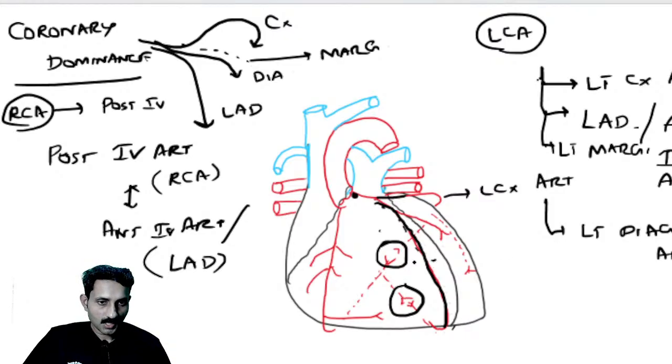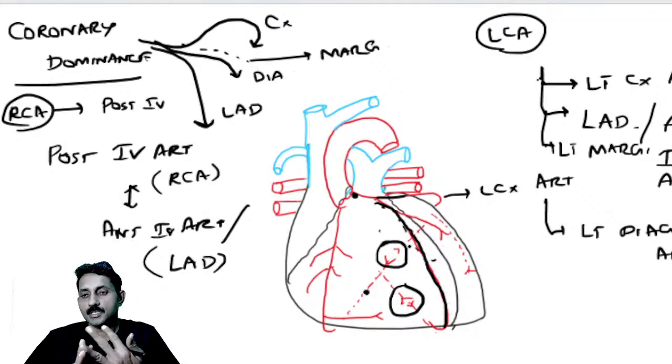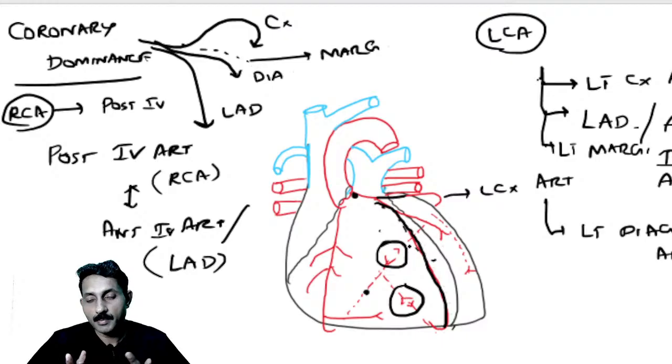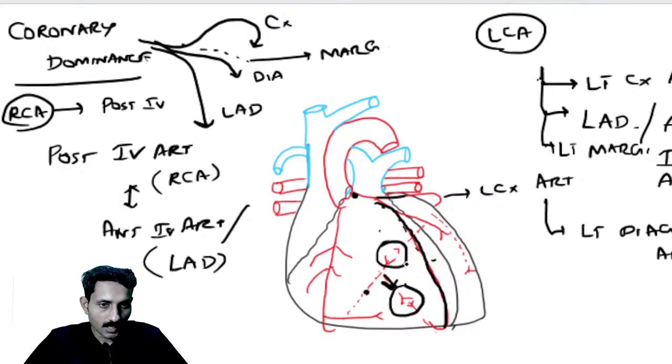Why? Because this posterior IV artery can come from the right coronary artery also. Sometimes this artery will stop here. Now this artery will go. It can be a branch. So this is called the posterior IV artery. If it is a branch of the right coronary artery, that is called right coronary dominance. If it is a branch of the left coronary artery, so which artery can come? The circumflex artery will come up to here. The circumflex artery will give a branch.